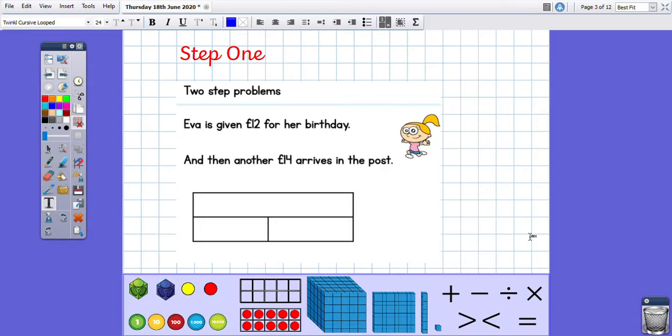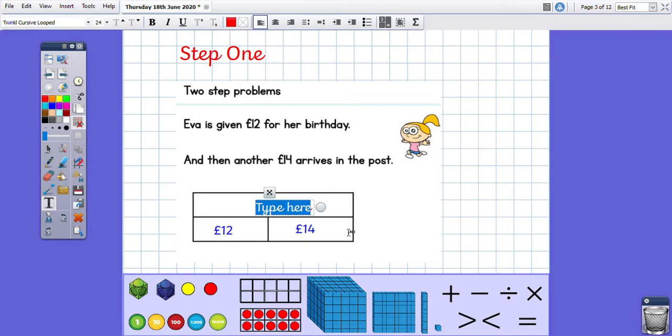Okay, so here is our first two-step problem. Eva is given £12 for her birthday and another £14 arrives in the post. So we don't know the total, so we'll leave the top bar blank, but we can pop her £12 in here and her £14 in here. And now we can work out her top amount.